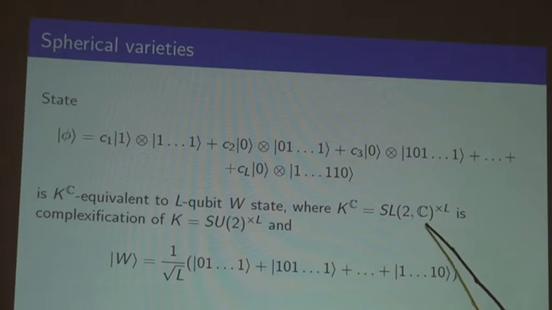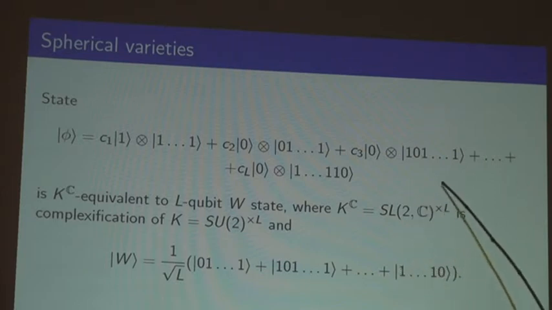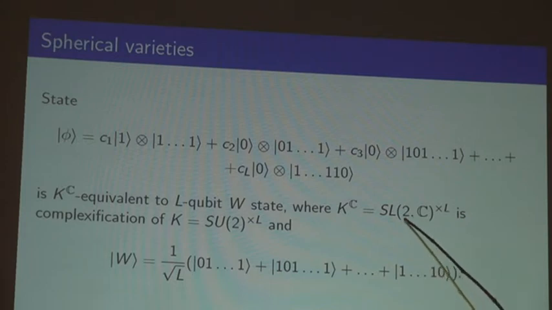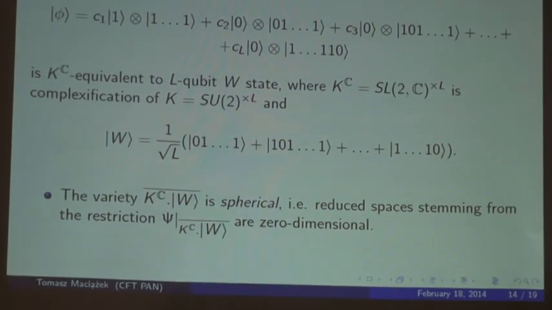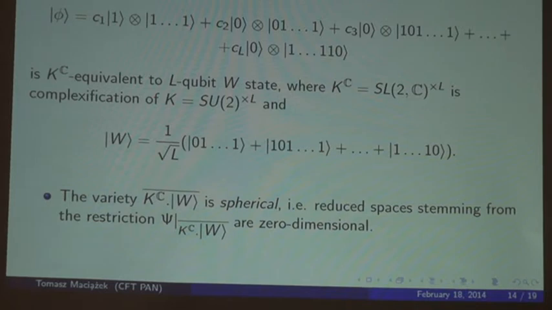This can be seen by considering a bigger group, the complexification of the group K, which is a group of L copies of special linear operators, and each state of this form belongs to the orbit of the state W. Which in physical terms means that they can be obtained by these SLOCC local transformations, which are not necessarily unitary, but can also have some dissipation. So we know that this orbit through the state is spherical, which precisely means that the reduced spaces are zero dimensional.